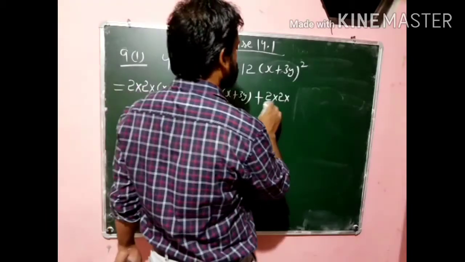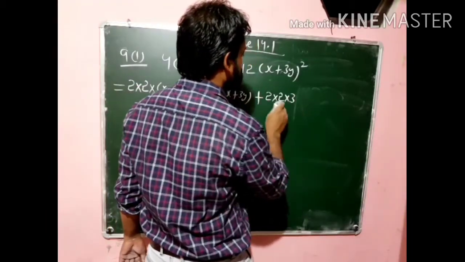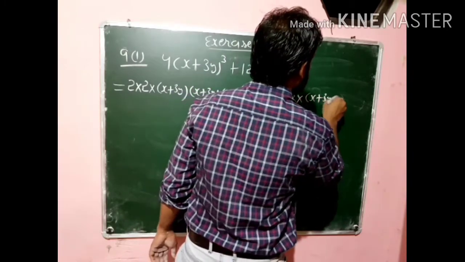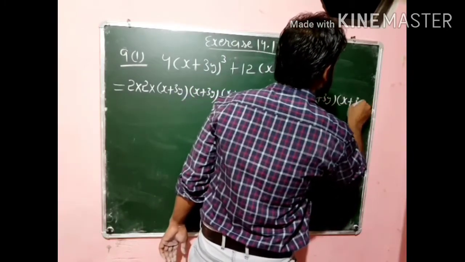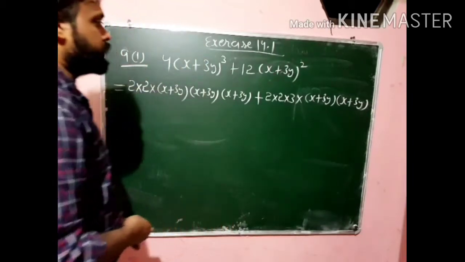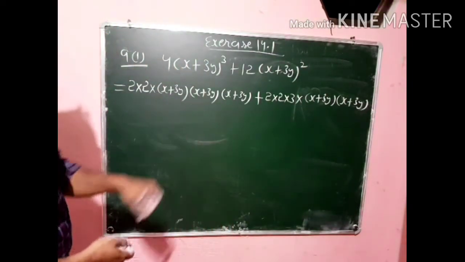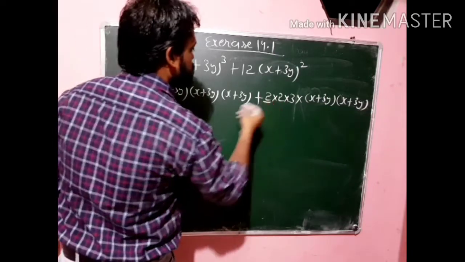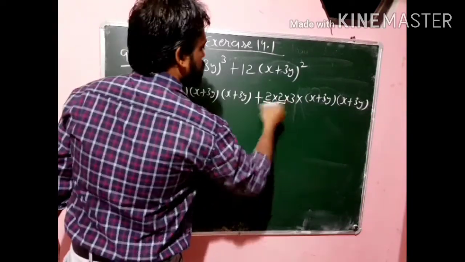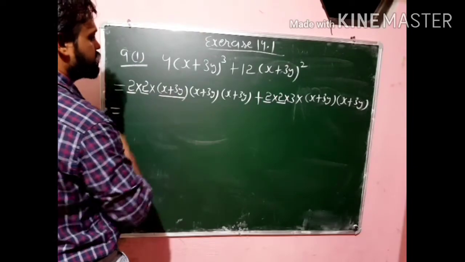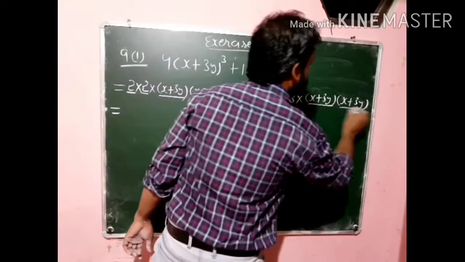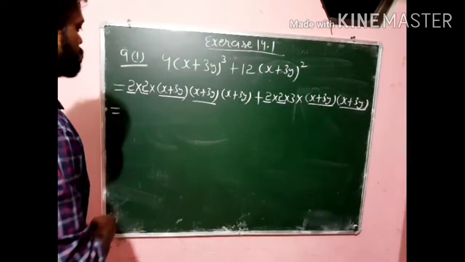Now see, this 2 into 2 into 3, of course 2 to the 4, 4 is 12, and also this x plus 3y for 2 times, because it has a power 2. So I hope it is clear to you. Just make the factors like this. Okay, now mark the common terms. Here this is 2 and this 2, and of course this 2 and this 2 is common. Now see, this x plus 3y, and of course this x plus 3y, and this x plus 3y, and also this x plus 3y are common terms.